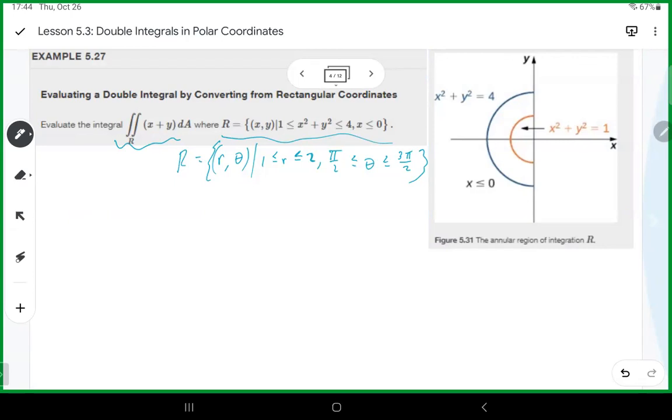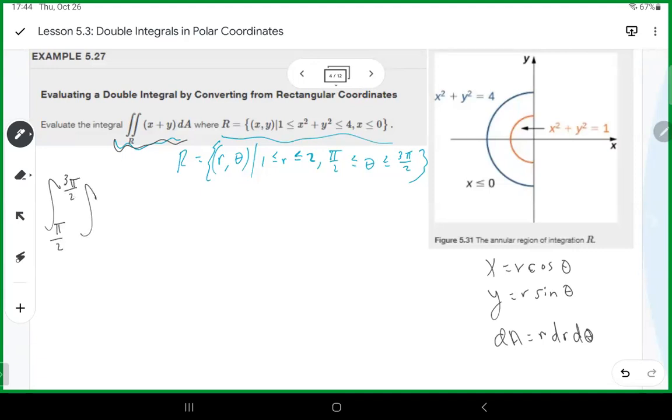All right, so again, we want to use those conversion ideas that we know about. So, if x is equal to r cosine theta and y is equal to r sine theta, and we have dA equal to r dr d theta, then you would start with your rewrite, and then you're going to go from pi over 2 to 3 pi over 2, and then 1 to 2, and then you're rewriting it, so it's going to be r cosine theta plus r sine theta, r dr d theta.